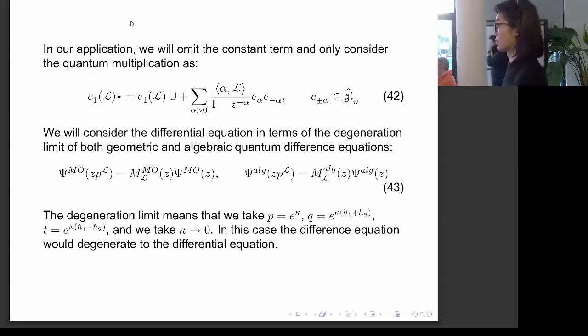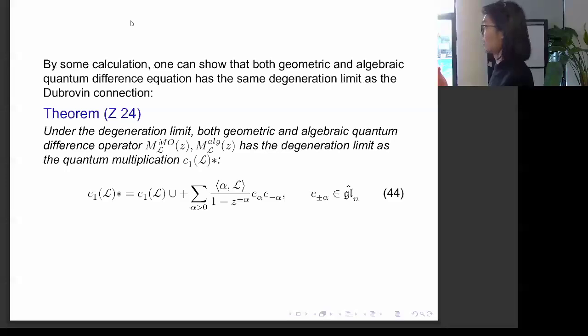So what does it mean for the degeneration limit? It means that we take the corresponding variables p, q, and t to be the exponential of kappa times something, and then we take kappa goes to 0. In this case, actually, it's a really good exercise. You can see that the difference equation would degenerate to the differential equation. This is a really standard degeneration.